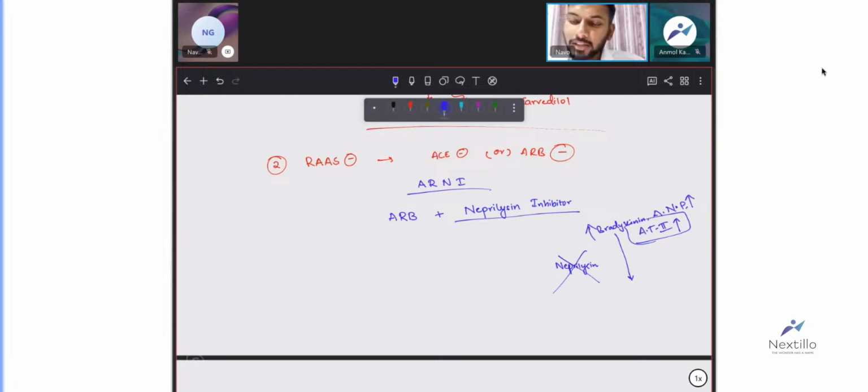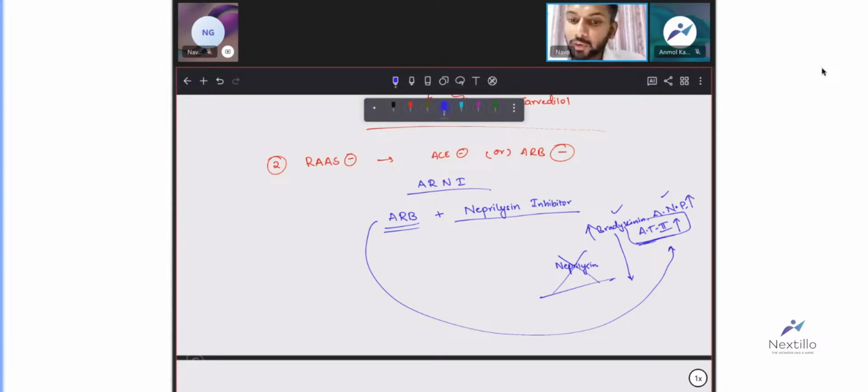Let me know, is angiotensin a good molecule or a bad molecule? See, we don't want angiotensin 2 because angiotensin 2 will cause vasoconstriction. So if we are inhibiting the neprilysin, we are getting good effects of bradykinin and ANP, but unfortunately AT2 is also increasing. Now we are combating this with the help of angiotensin receptor blocker. It is blocking this effect of angiotensin 2.